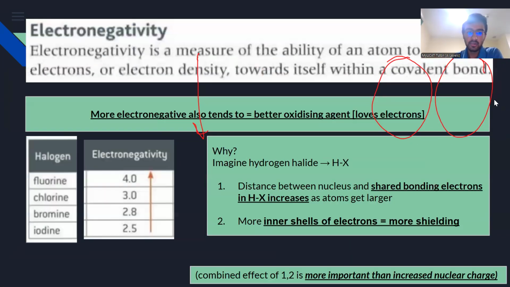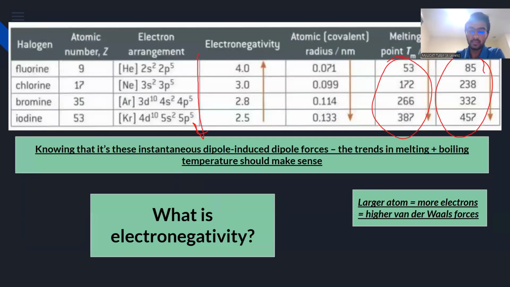Yep, exactly. So we're thinking about the ability of this atom, it could be anything, it doesn't have to be a halogen, to attract a bonding pair of electrons, or to attract electron density towards it in the covalent bond. If we think about this trend here, what we can see is that for these halogens, fluorine in particular is the most electronegative. It's desperate to attract all of these electrons towards it.